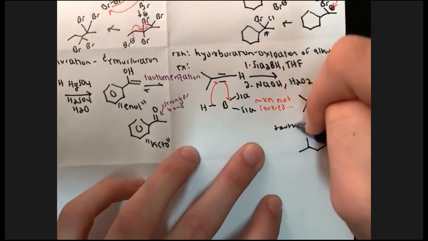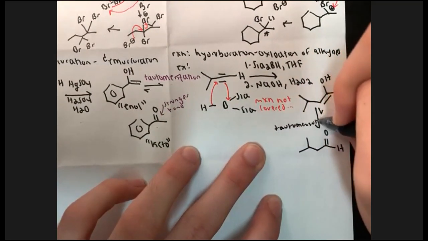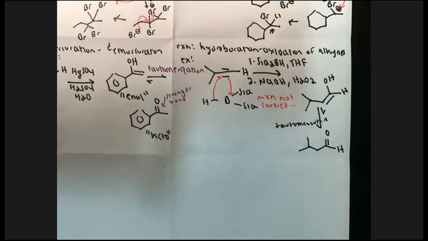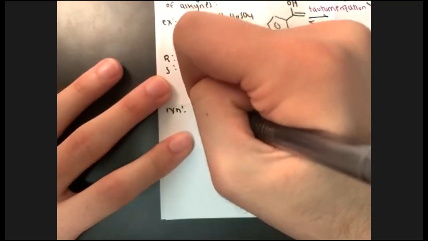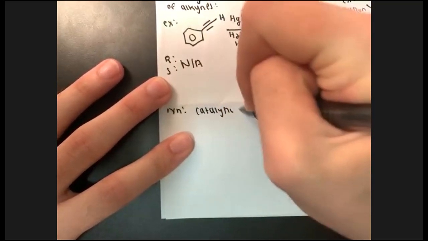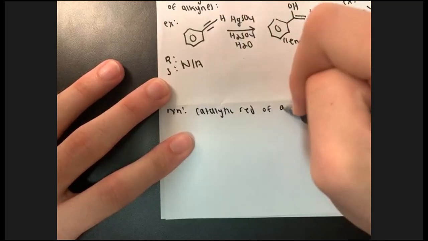Again, regioselectivity, and in terms of stereochemistry, not applicable. Let's just go with NA for this. Okay, keep moving. We're almost done. We're on the reductions. You can see the light at the end of the tunnel. So catalytic reductions: this is just catalytic reduction of alkynes.